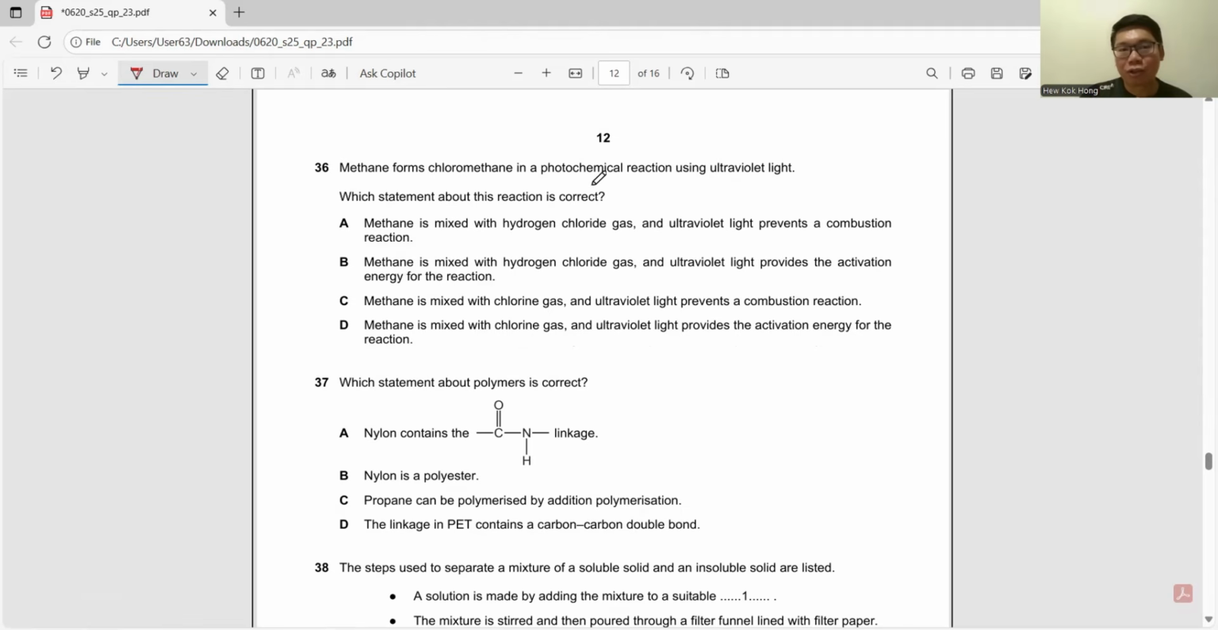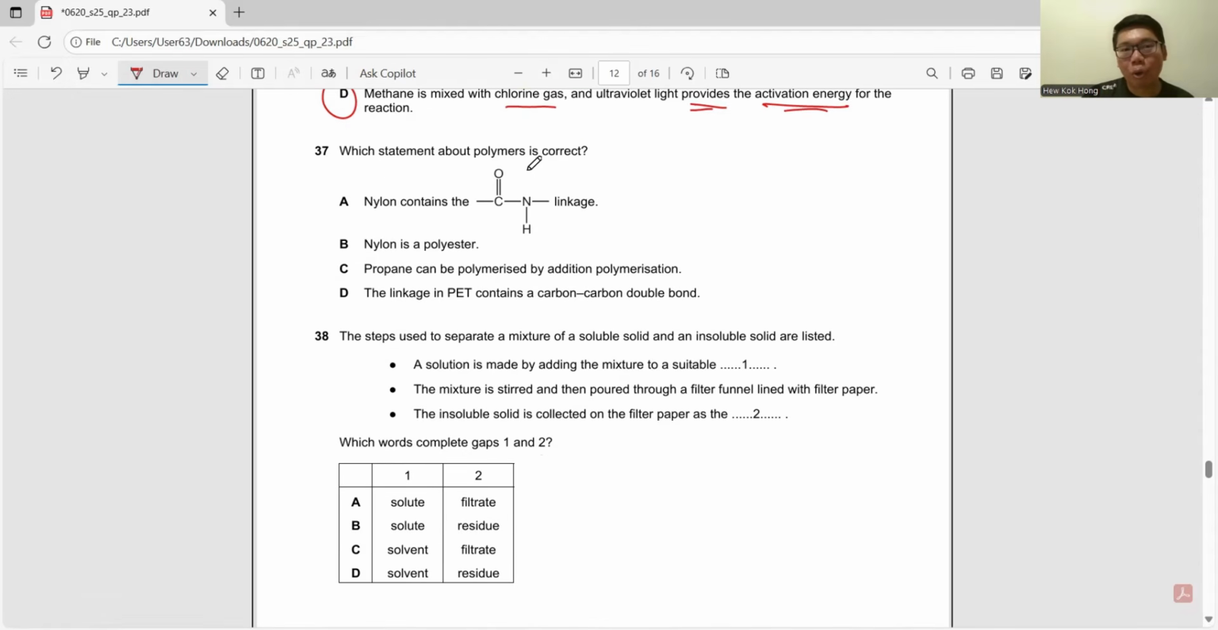Which statement about the reaction is correct? They say methane is mixed with hydrogen chloride gas. No, it's mixed with chlorine gas. And then C says UV light prevents combustion. No, UV light is to provide the activation energy, so they have sufficient energy to break the bond between C and H and replace it with C and Cl. The answer is D.